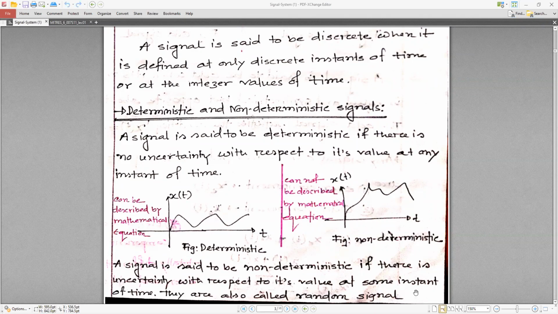So here is the deterministic signal and here is the non-deterministic signal. You do understand which one is deterministic and which one is non-deterministic, right? If you can determine the signal, then it is deterministic. But if you cannot determine what the signal type will be after some time, then it will be a random signal, or the non-deterministic signal. I think you understand.